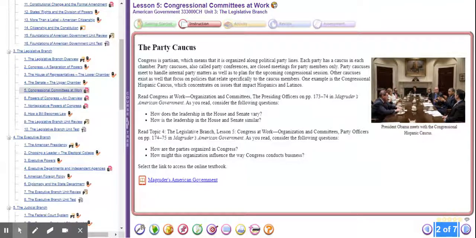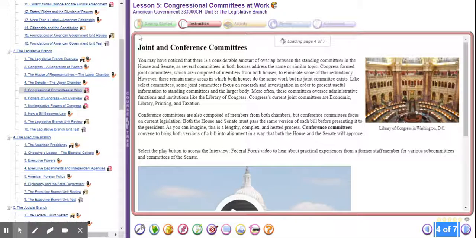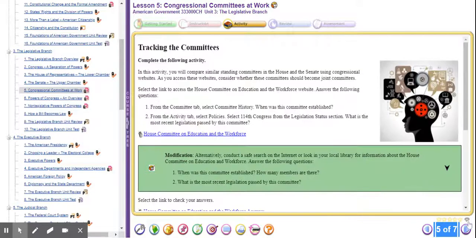Okay, caucus is a really good term. Standing committee. Select committee. And what's the difference between a standing committee and a select committee? Then you have a joint committee and a conference committee. Those are all different things, but you definitely need to know the difference for your test. So I would definitely go back and look at that.